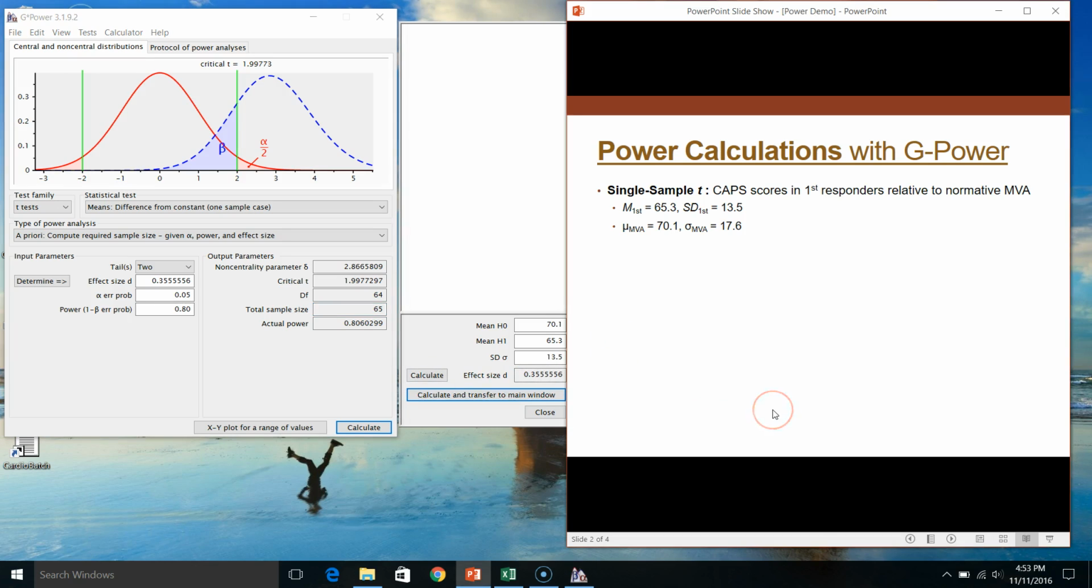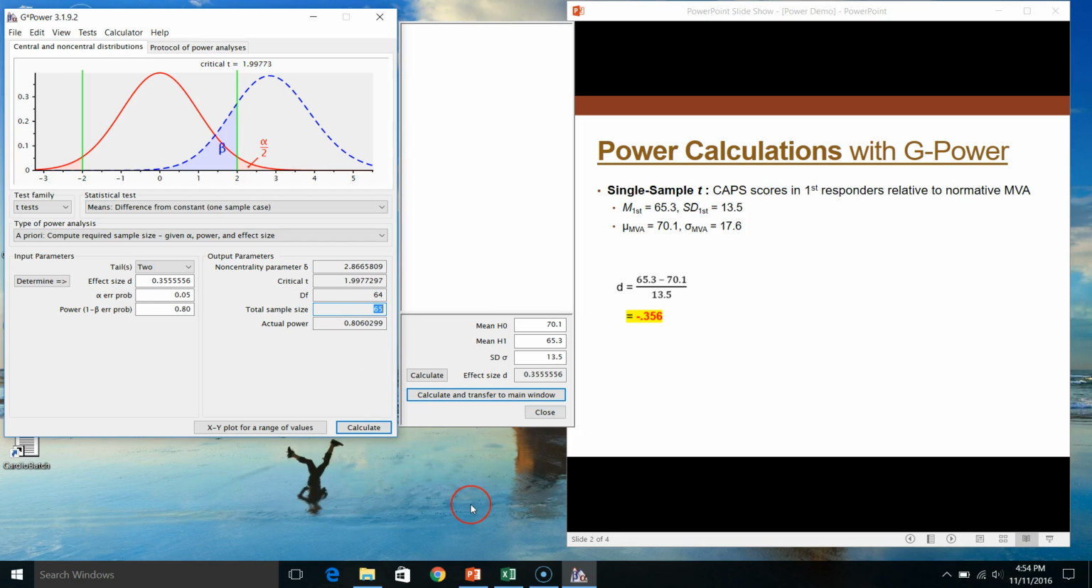Now, anytime you're having a program calculate effect sizes or anything like that, I always like to double check it. So here, if we actually calculate an effect size like we would by hand, as we've talked about in class, with our normal d, we take 65.3 minus our reference value of 70.1, and divide that by the standard deviation of our first responder group. That gives us a d of negative 0.356, the same effect size that we get here. So everything squares; GPower is calculating everything as we would expect. Again, for an effect of this size in a single sample test, we would need a sample of 65 in order to have an adequately powered analysis.